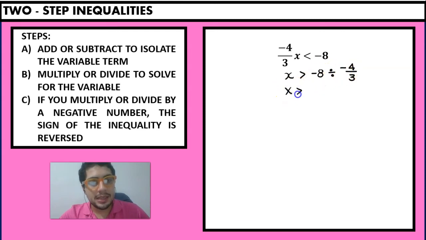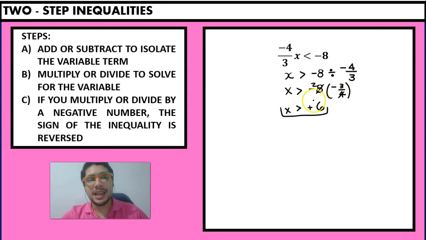So x is higher than -8 multiplied by -3/4, which is the reverse. So x is actually going to be higher than negative times negative is going to be positive. 8 divided by 4 is 2, and 2 times 3 is going to be 6. So in this case, x is higher than 6. They are not asking us to graph, so we're not going to do so this time.